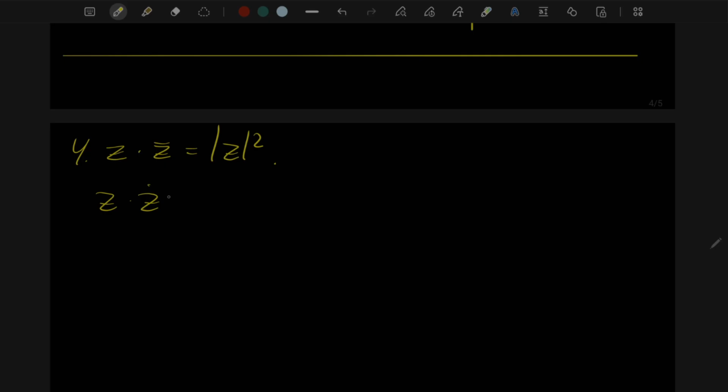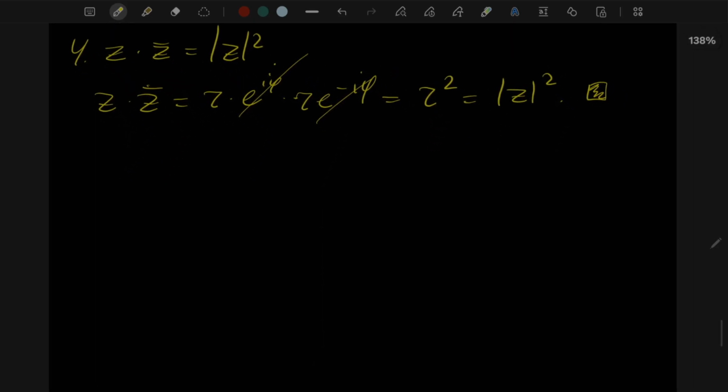Write z times z bar is equal to r times e to the i phi times r times e to the negative i phi, where r is the absolute value and phi is the argument of our complex number. And by definition of multiplication, these two cancel out, and we are left with r squared, which is also the absolute value of z squared, just like that. And now we will look at the properties of arguments.